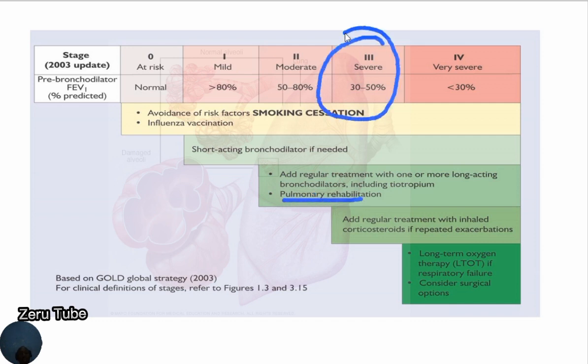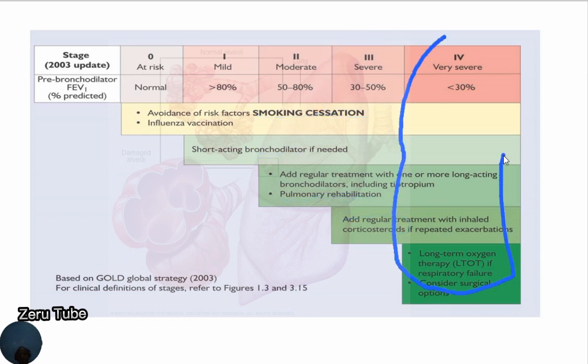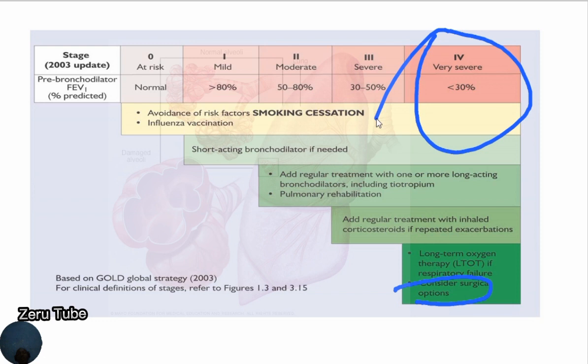For severe stage 3 we advise patient on smoking, we give bronchodilator as well as corticosteroid drugs, and we also add corticosteroid. For stage 4 we should give those things. We advise smoking cessation, we give bronchodilator, we should give corticosteroid drugs. Finally, we can give oxygen as well as lung transplantation surgery.